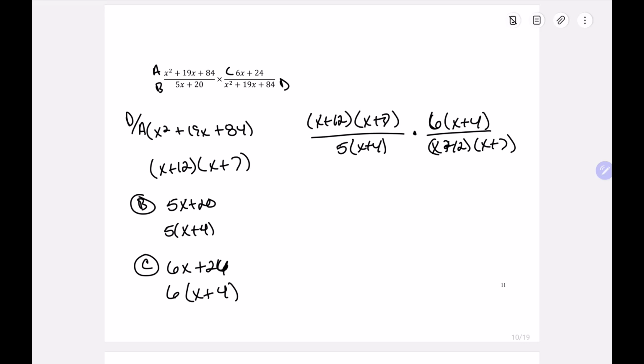If we go back and cancel what we have in common, we have an x plus 12 in common in the top and the bottom, an x plus 7 in common on the top and the bottom, and an x plus 4 in common in the top and the bottom. So our answer would be equal to 6/5.